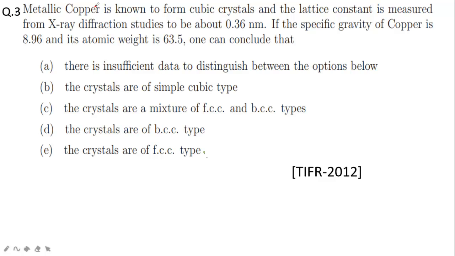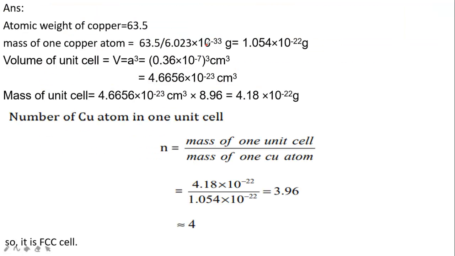And they have given some mathematical data like the lattice constant is given here, the specific gravity is given here, atomic weight of copper is given here. So it is quite an easy question. And how to solve this? This is the approach. So atomic weight of copper is this much, 63.5. Mass of one copper atom, we can conclude the mass if we have given the weight now of any atom. So we have the mass of one copper atom, this 1.054 into 10 to the power minus 22 gram.